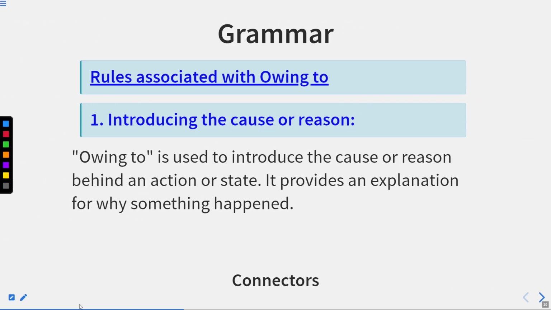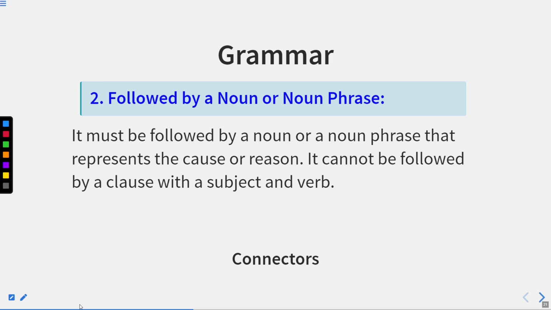Now, rules associated with "owing to": introducing the cause or reason. "Owing to" is used to introduce the cause or reason behind an action or a state. It provides an explanation for why something happened. Followed by a noun or noun phrase. It must be followed by a noun or noun phrase that represents the cause or reason. Now, this is again very important, that it can only be used just before that particular clause that contains the noun or the noun phrase, which is denoting or representing the cause or the reason. So, this is about the structure of the "owing to" sentence.